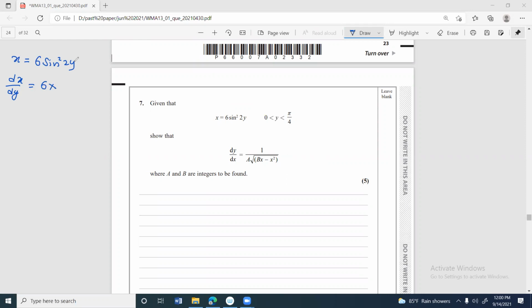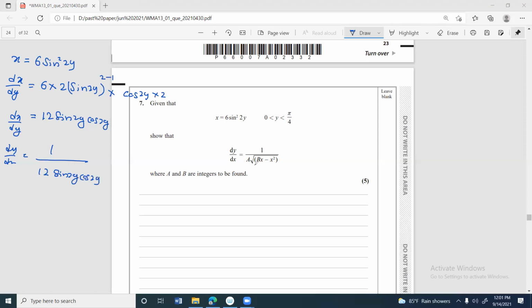6 into, straightforward, differentiate the power 2 times sine 2y to the power 2 minus 1, into, now differentiate sine 2y. Sine 2y gives cos 2y into 2. So your final answer is 12 sine 2y cos 2y. Then that is dx by dy. Then you can write dy by dx equals 1 over 12 sine 2y cos 2y.